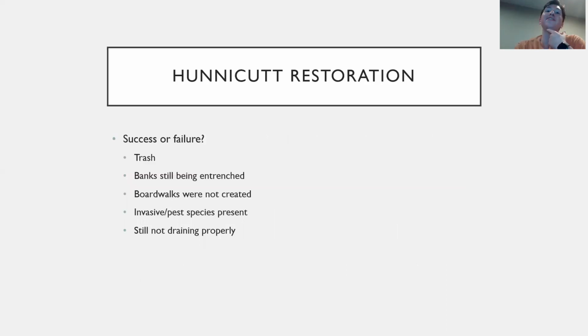Honeycut restoration, I honestly consider it a failure. There was a ton of trash there that no one was cleaning up. Banks were still being entrenched, boardwalks were not created like they said they would be. Invasive and pest species were present, and it's still not draining properly. There are a lot of issues with that site, and there were a lot of things that they said they were going to do that they ended up not doing.